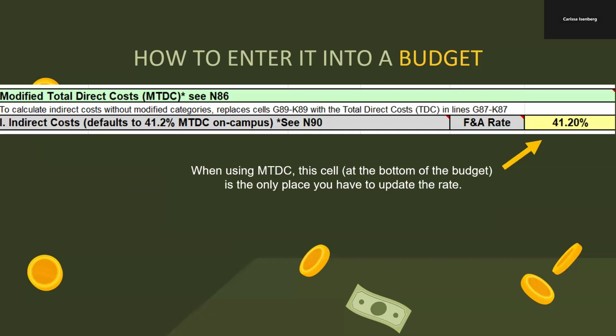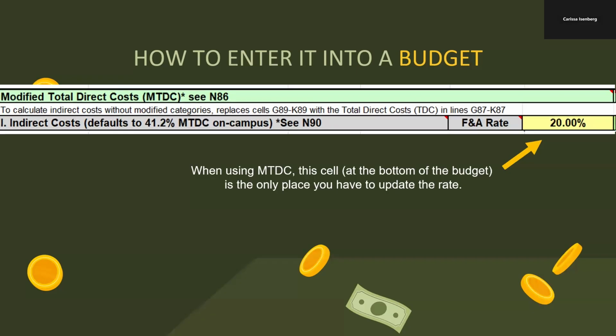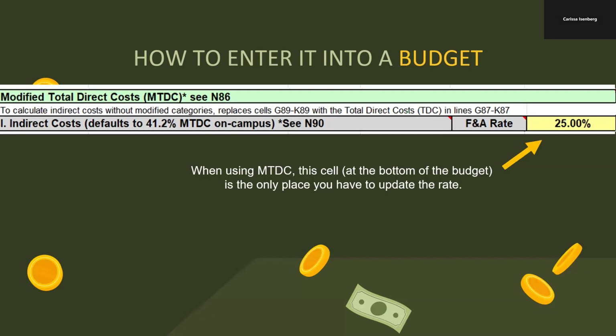When you know your indirect cost rates, there's one cell near the bottom of the internal template where you edit that percent. It defaults to the full on-campus rate, but all you have to do is type in the percent, 0%, 20%, 25%, whatever it is. And when it is modified total direct costs, you don't have to change anything. Again, if it is total direct costs or a weird subset, let us know.